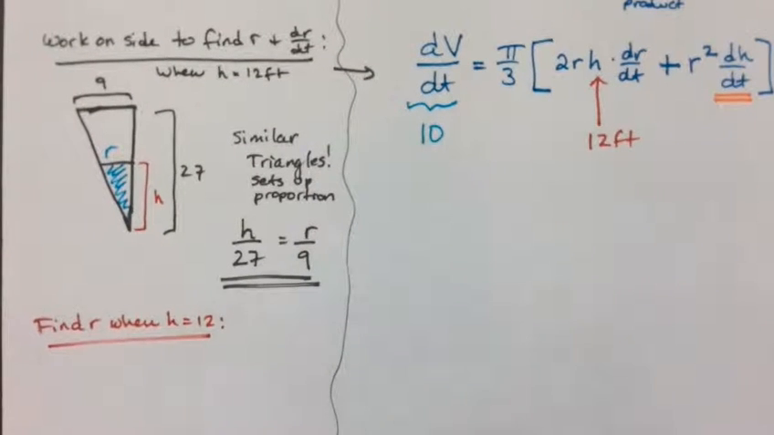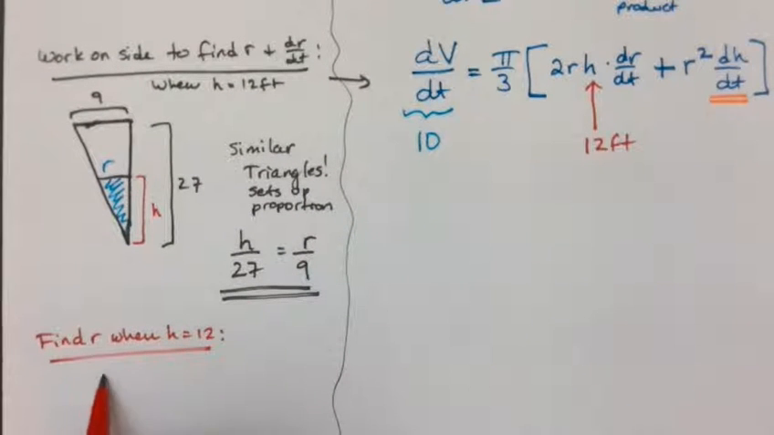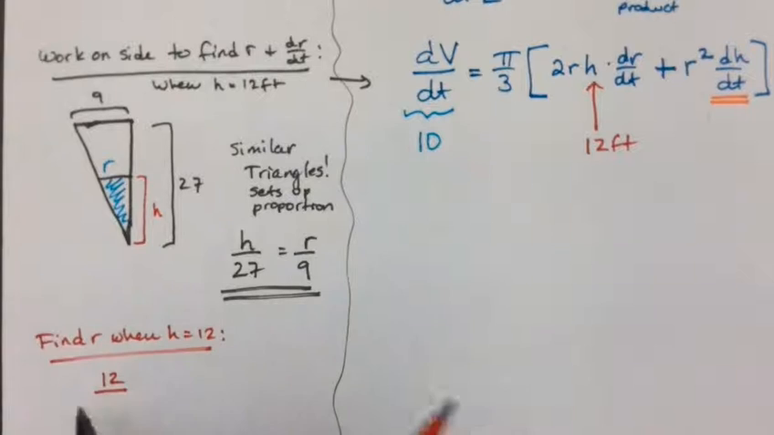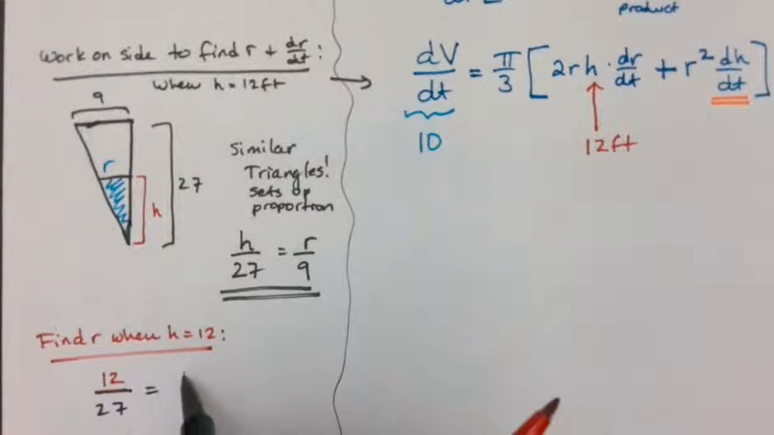So to do that, I would say 12 is to 27 as r is to 9. Multiply both sides by 9. And so I just need to know what 9 times 12 over 27 is.